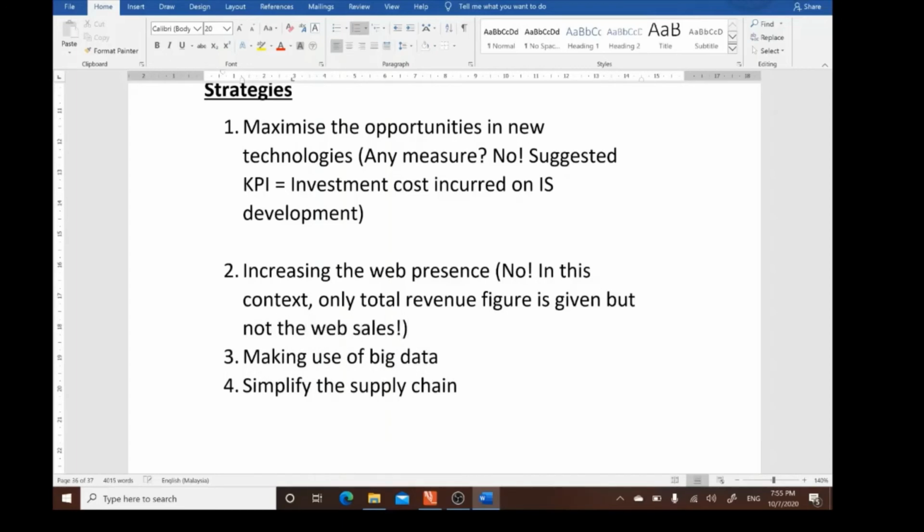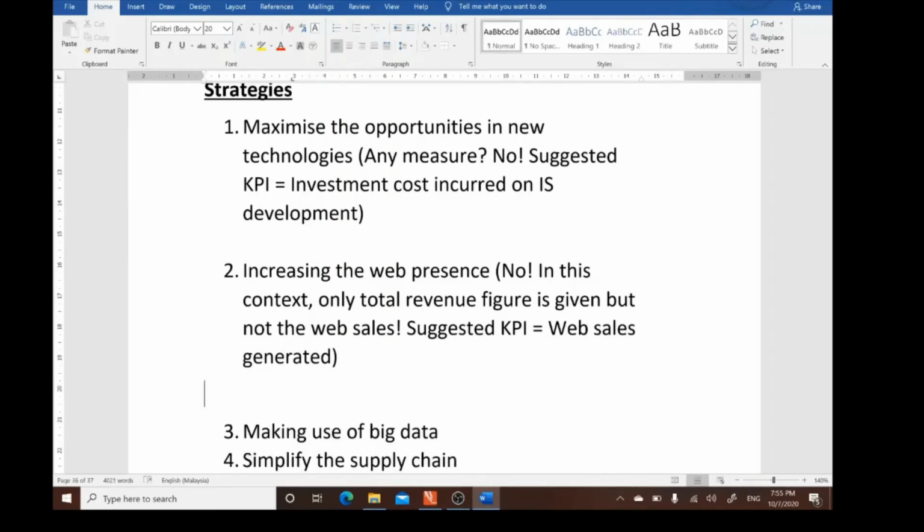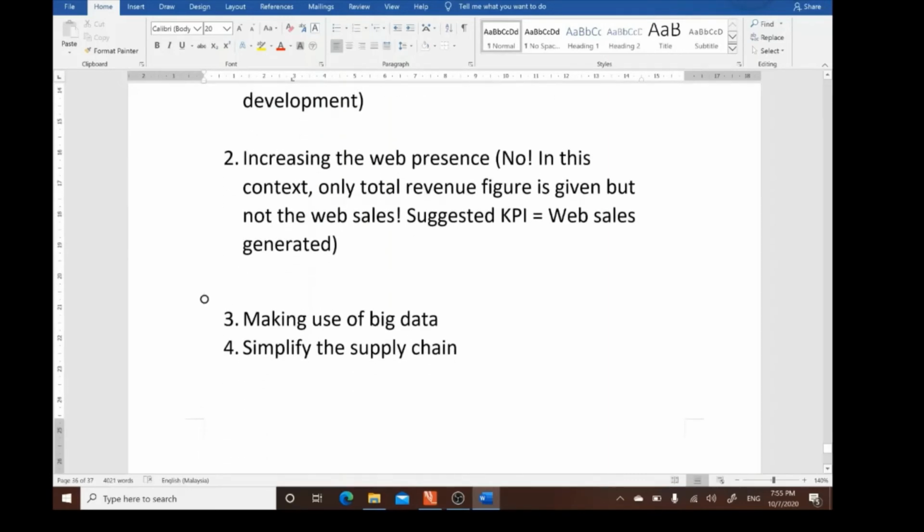Can you see? So therefore, we realize that, class, from here the suggested KPI or measure that we can use is to measure the web sales generated. So in a way, we know class via the online stores, and this is how we can continue to go for online marketing and to attract our customers to buy online. So therefore, we realize that yes, that is one of the points we are looking at.